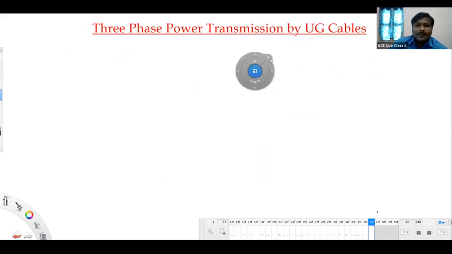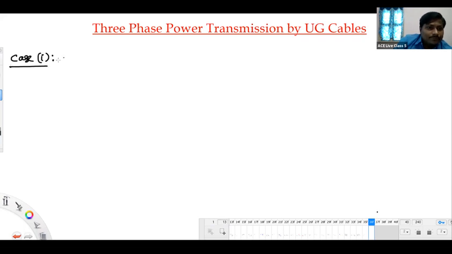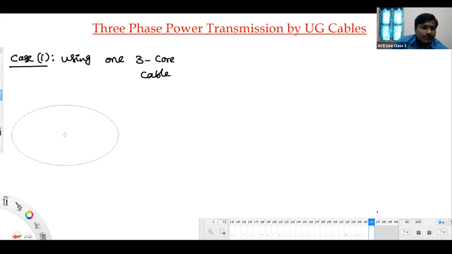Actually, this three-phase power transmission can be done in two ways. One, using one three-core cable, only one three-core cable. Second, using three single-core cables separately: phase A cable separate, phase B separate, phase C separate. Case one is using one three-core cable. Let me show it.